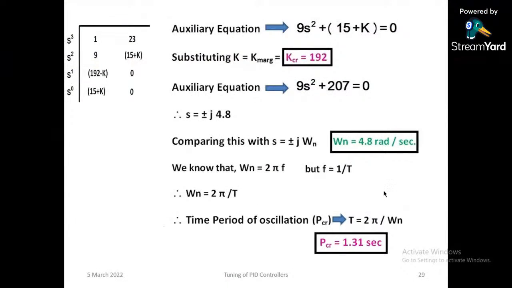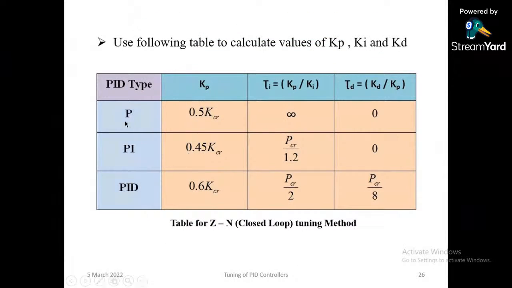Now, these two values, KCR and PCR, are known to you. If you are using only proportional, normally you use a PID controller. So in PID, you can calculate the value of KP as KCR, which we found as 192, just multiply it by 0.6, you will get the value of KP. Then how to calculate tau I? You know KP, you need to calculate KI. Or sorry, you can calculate tau I by simply PCR divided by 2. PCR was how much? Divide it by 2, you'll get tau I. Tau D is PCR divided by 8.